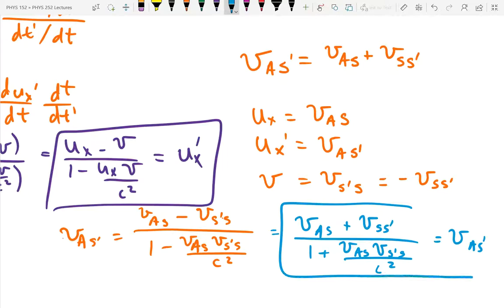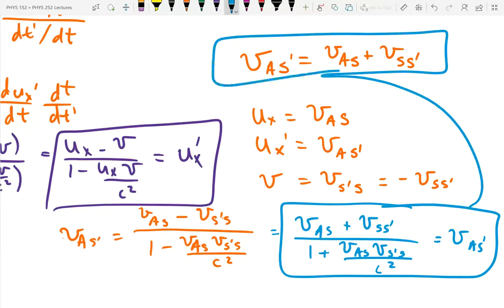Now, if you look at this equation and compare it to the Galilean transformation, the top is the same. It's just we have the new denominator. And so the Galilean idea works great as long as the speed of one reference frame with respect to the other is small enough that this whole term is approximately zero. But if the speed difference is not approximately zero, then we're going to have a different answer.